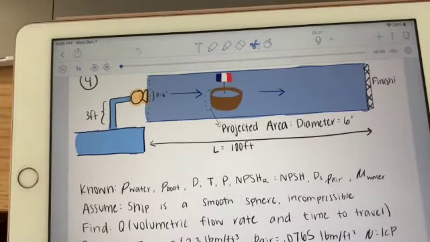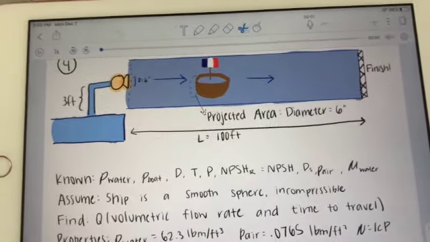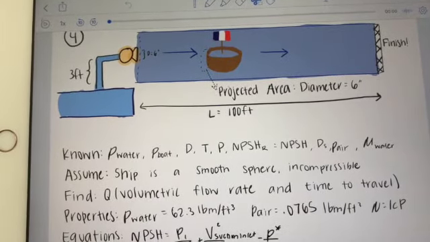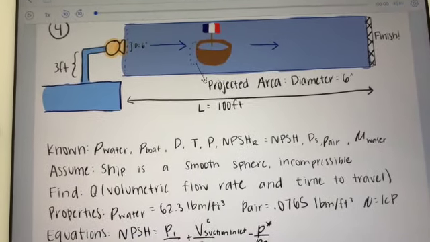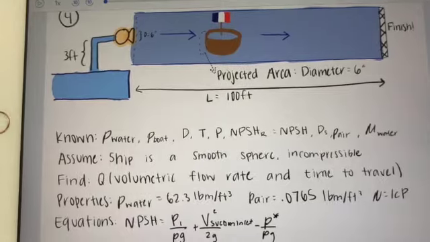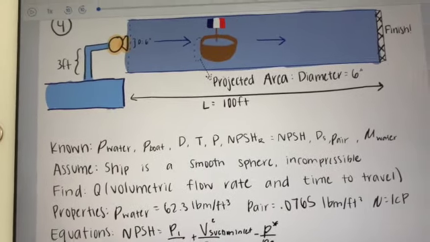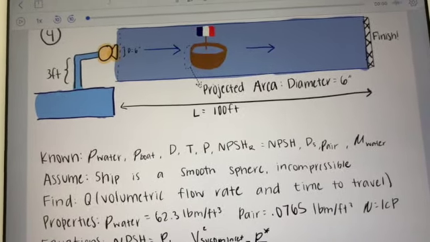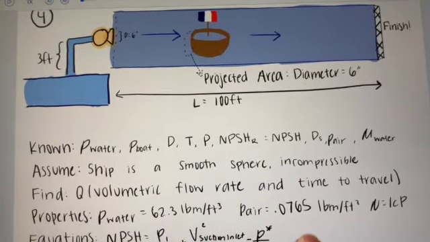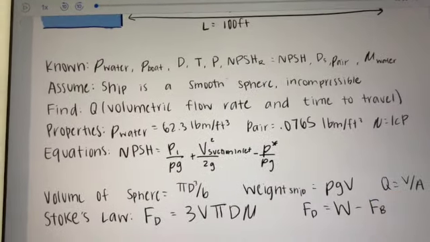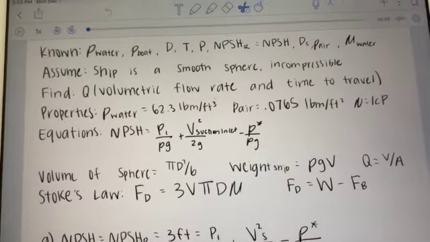We know the density of water, density of the boat, the diameter of the boat, the temperature, the pressure, and given in the equation, we know the net positive suction head required equals the net positive suction head, which makes our life easier. We also know the density of the air and viscosity of the water. We're assuming that the ship is a smooth sphere and incompressible. We want to find the volumetric flow rate and the time to travel.